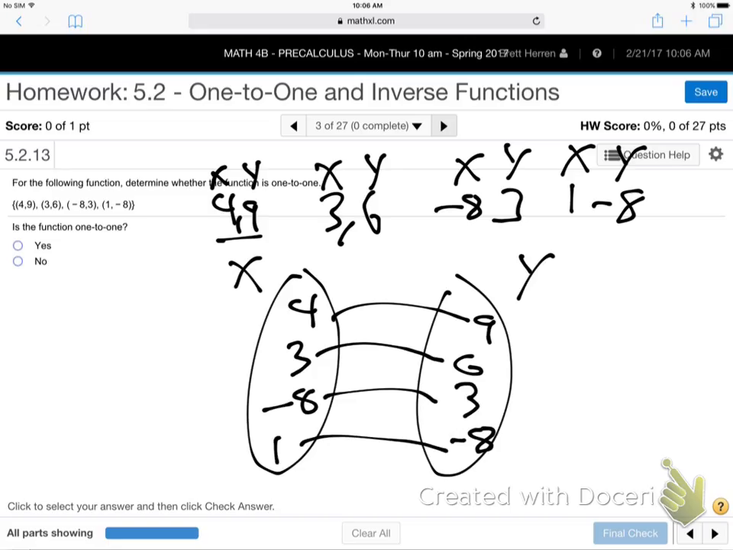So is it one-to-one? Yeah. Again, you don't have to write the arrow diagram, but if you can just see that by looking at the pairs, that's fine.